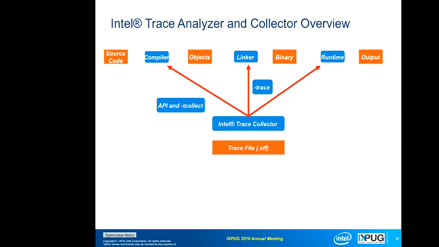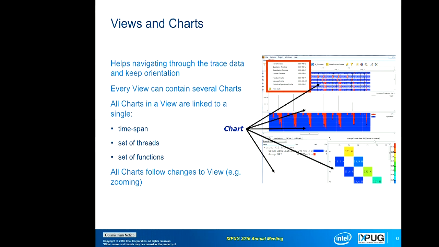I can also turn collection on and off. Say I don't want to analyze my I/O steps, I can turn it off for those. Now, whatever method you use to get your trace, you're going to run it and get a trace file or a set of trace files and load those into Trace Analyzer, where you can actually see what's going on.